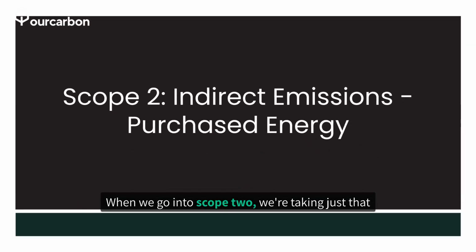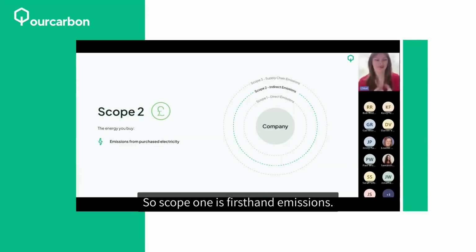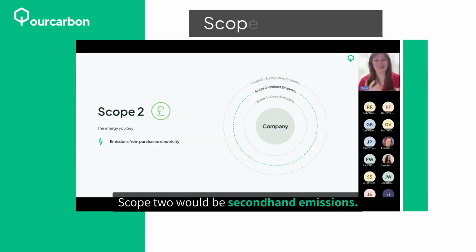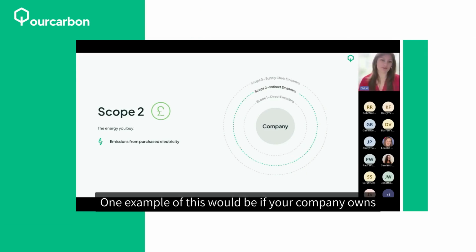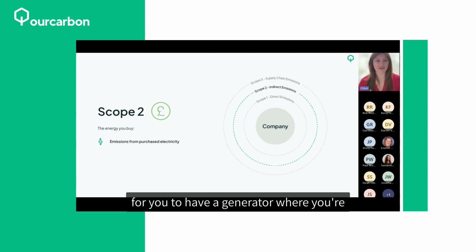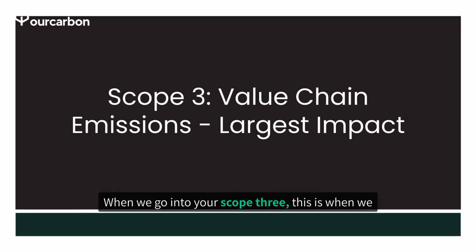When we go into scope 2, we're taking just that one step away from your company. So scope 1 is first-hand emissions, scope 2 would be second-hand emissions. These would be the energy that you buy. An example of this would be if your company owns a property, and as most properties, it's very rare for you to have a generator where you're generating your own electricity on site. More often than not, you are purchasing your electricity off the grid because you've bought that energy from a second source.